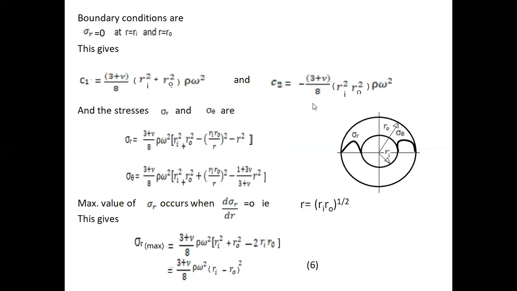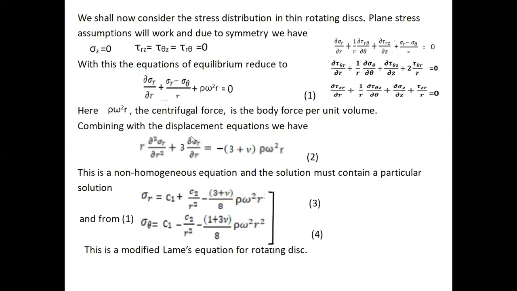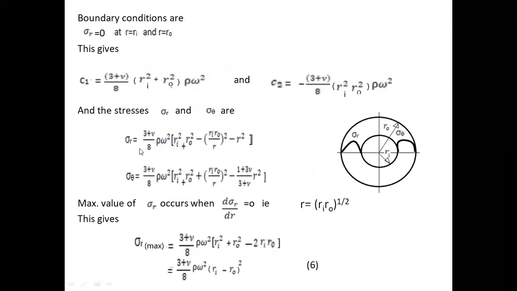Okay, so with this we go back to equations 3 and 4, equation 3 particularly, and substitute the values of C1 and C2. Again, this is a very simple algebraic manipulation, and I'm sure you can do it yourself. You find that sigma r works out to be (3 plus nu)/8 rho omega square [Ri square plus Ro square minus Ri square Ro square by r square minus r square]. This is what you get for sigma r. Let me repeat: sigma r will be (3 plus nu)/8 rho omega square [Ri square plus Ro square minus Ri square Ro square by r square minus r square].